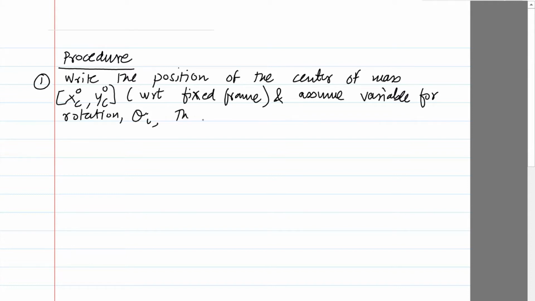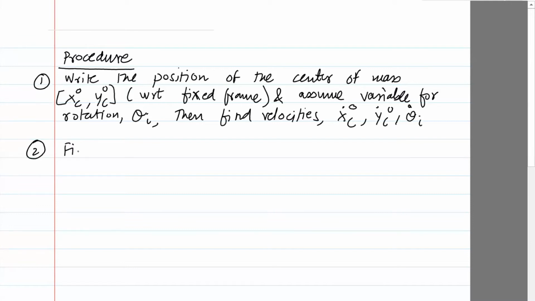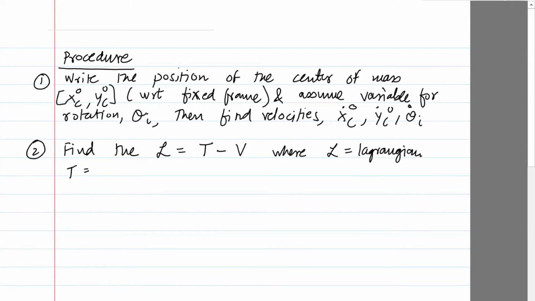Then find velocities. Okay, so this is as simple as differentiating xc with respect to time, yc with respect to time, and the derivative of theta i is simply theta dot i. So once you found that, next we find what is known as the Lagrangian, and that is given by two terms, T and V, where L is the Lagrangian, T is the kinetic energy.